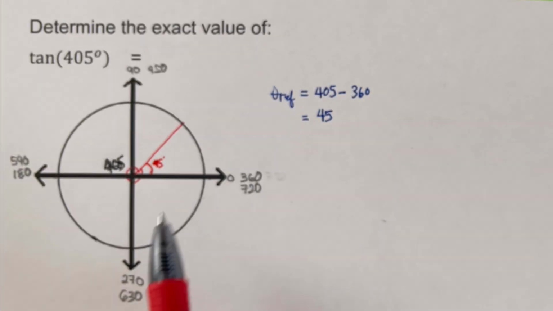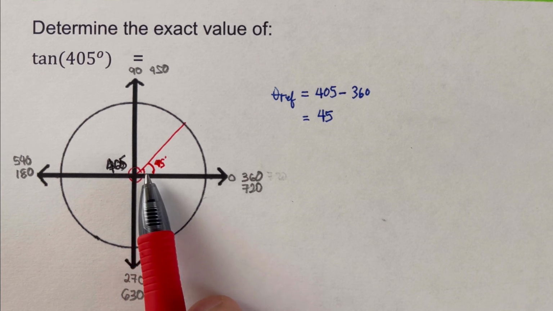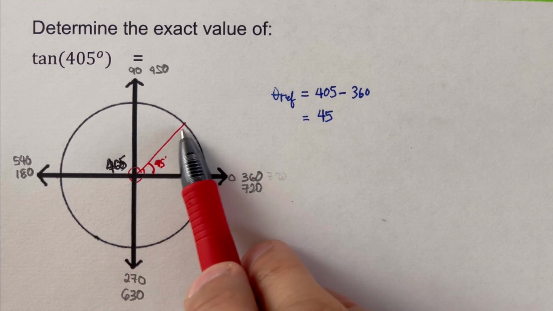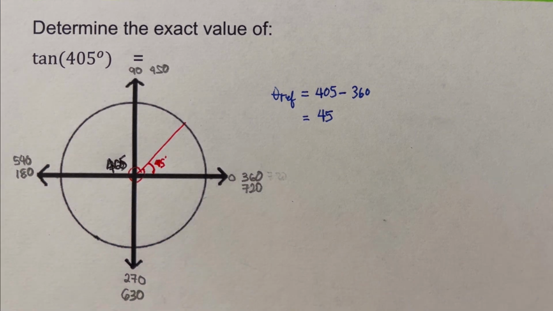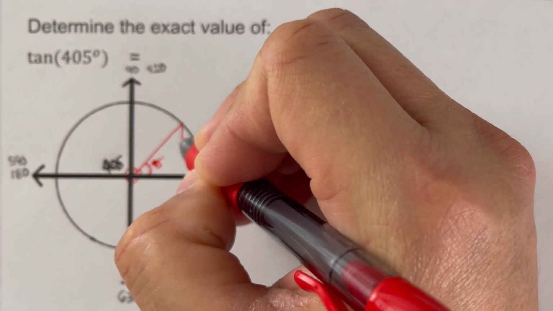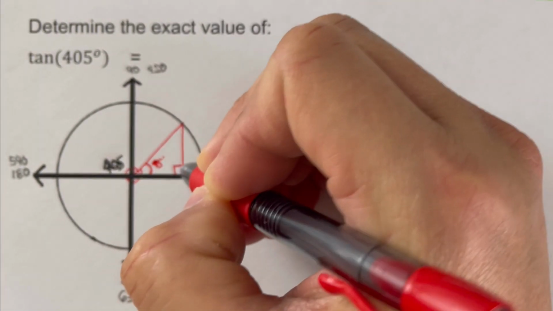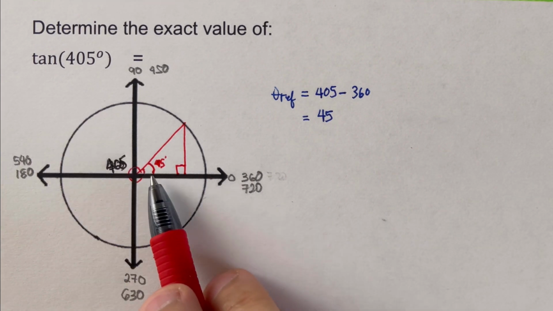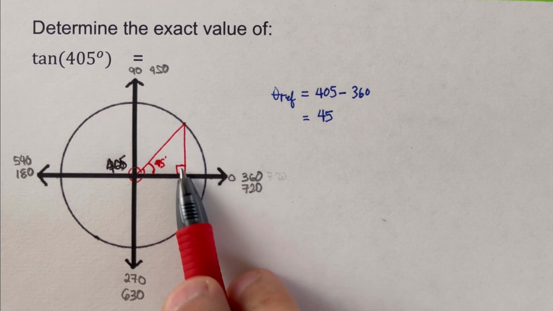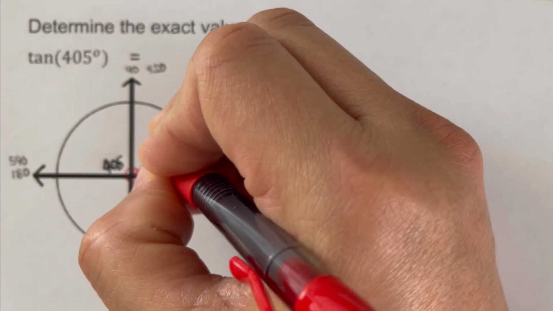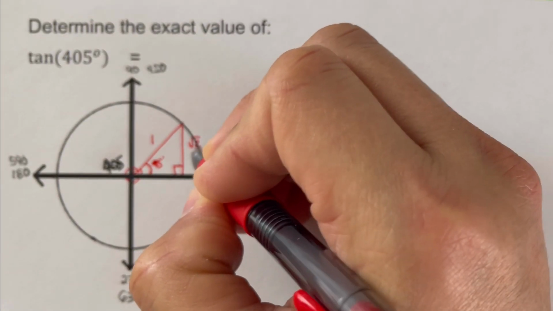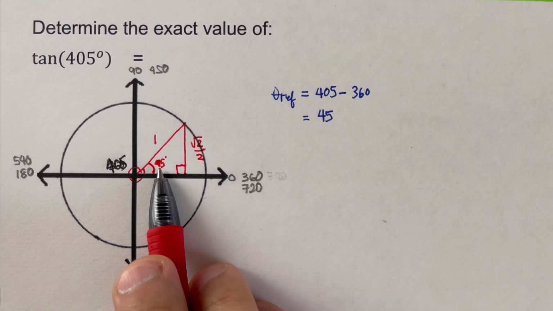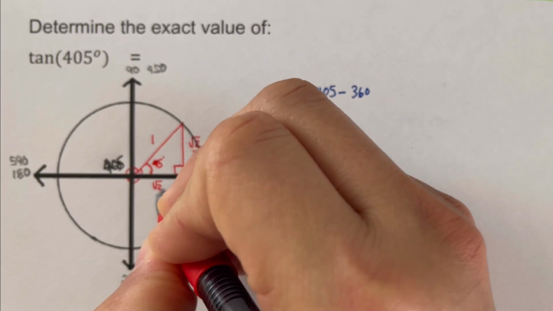And that makes sense because if one turn is 360, but then it goes all the way to 405, then this remainder here is 45 degrees. So then we go ahead and label this triangle right here, so we can create the right triangle. So this is the right angle. We remember that the hypotenuse is 1, and then the side across from 45 is square root of 2 over 2, and the adjacent side of 45 is square root of 2 over 2.